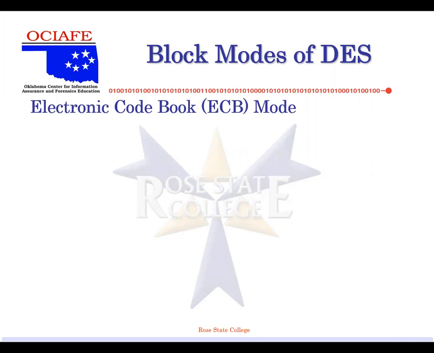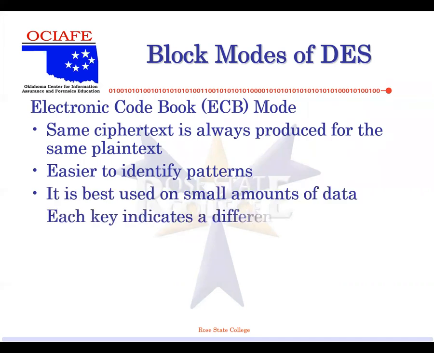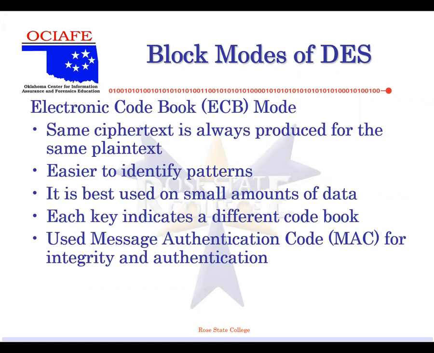ECB, electronic code book. The same ciphertext is always produced by the same plain text. It's easy to identify patterns. So if I gave you the same plain text using ECB mode, you would get the same ciphertext every time. It's best to use on small amounts of data. Each key indicates a different code book, and we're going to see an example here in a minute. It uses message authentication for integrity and authentication.